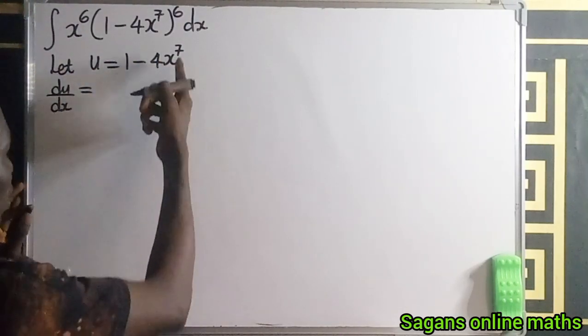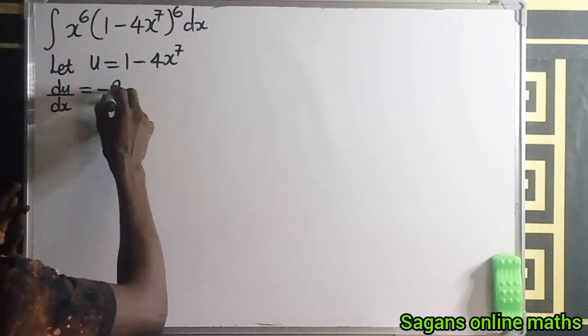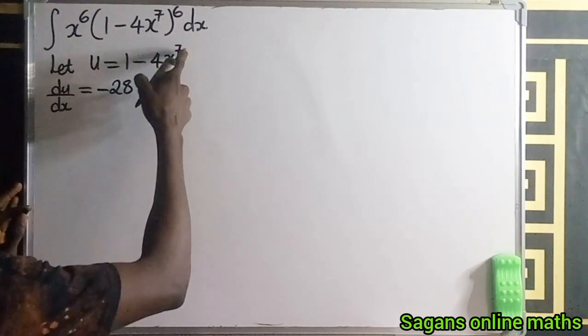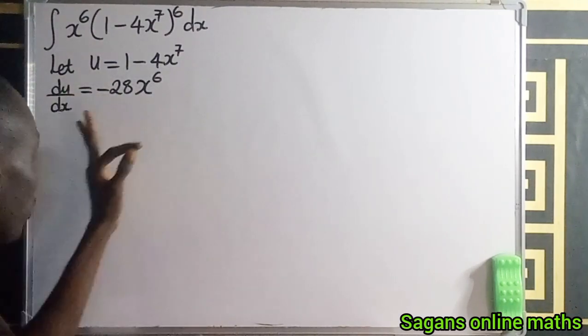Now let's use the formula method. 7 times minus 4 is minus 28, so here is minus 28. If we subtract 1 from the power, we are left with x to the power of 6. Now we have differentiated this.